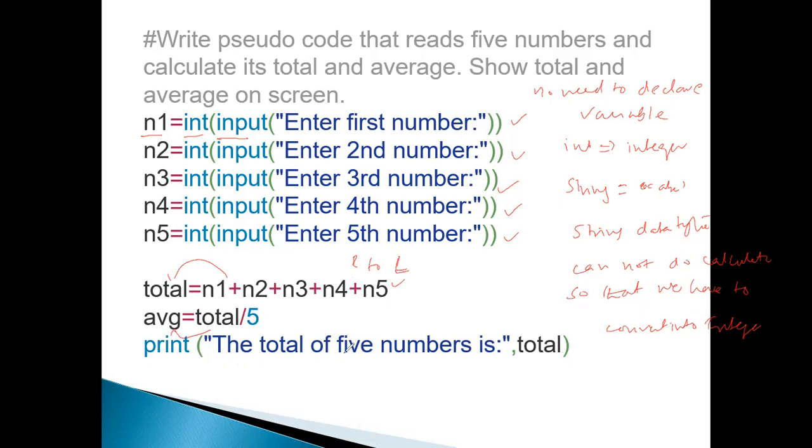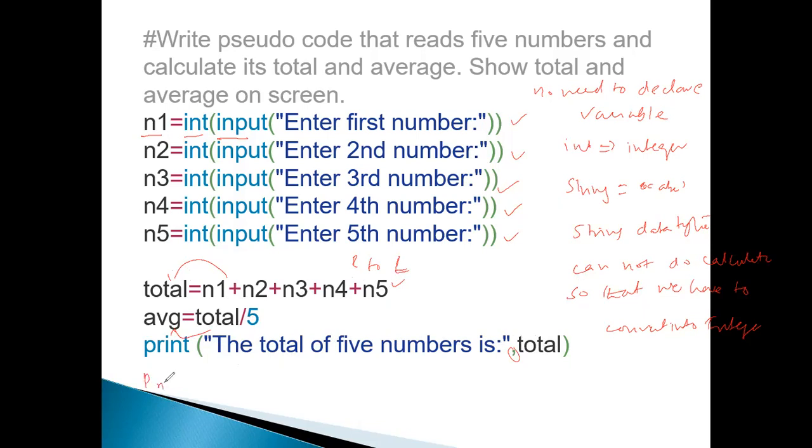And now how to print? In double quotation, you can write anything. Here I have written the total of 5 numbers is, colon for separation, double quotation close. Then you will put a comma, okay, and then you will use the variable which has the output. Total has the total value. So here you have to write the variable whose value you want to show. It will not show the value if you don't write this. Okay, one line is missing.